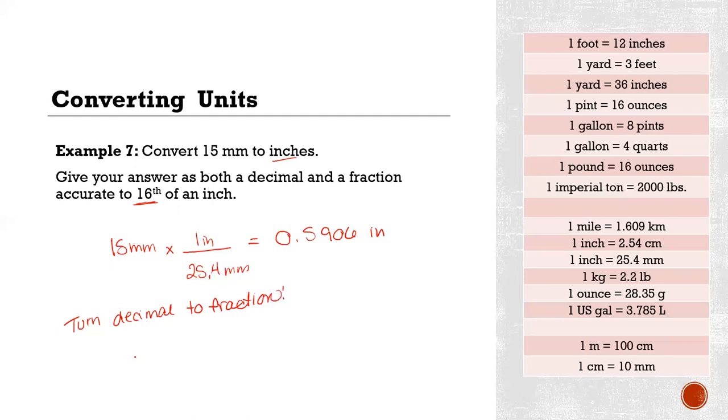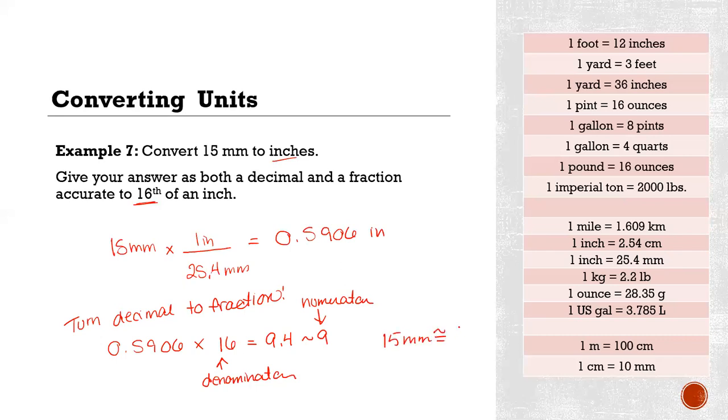We're going to turn the decimal into a fraction. In order to do that, we take our decimal, 0.5906, and multiply it by the fraction denominator, 16. That will tell me what the numerator is. I don't know if you remember doing that in our last unit. We get 9.4, and we round that to approximately 9. So this is my numerator. So 15 millimeters is approximately equal to 9/16 inches.